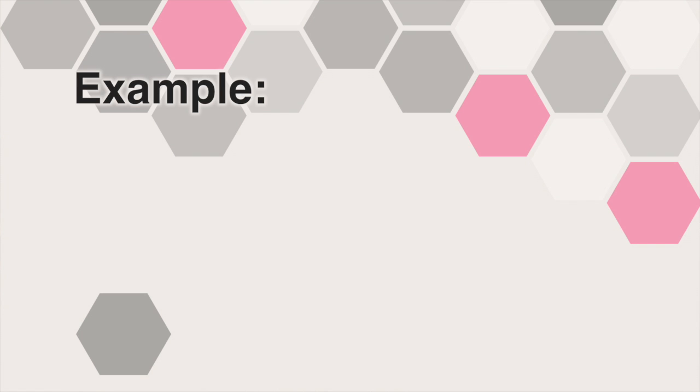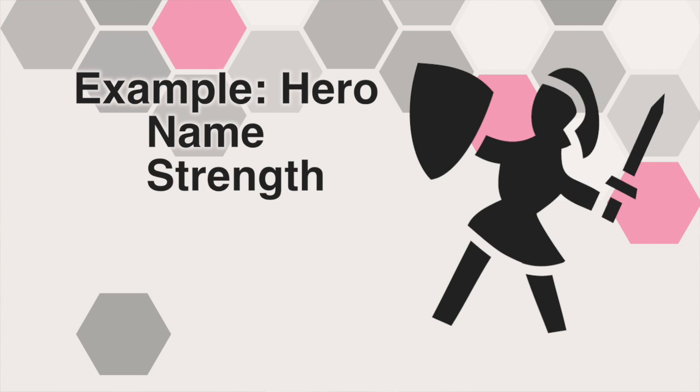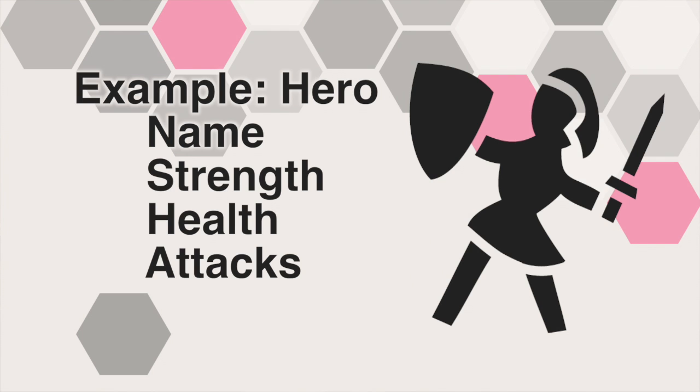Good example, in a video game you might have a hero, and some information about that hero could be their name, could be how strong they are, could be how much health they have left, could be some attacks that they can do. Other information about them is all the data that's stored in them, and those data things can be primitive values or they can be other objects.